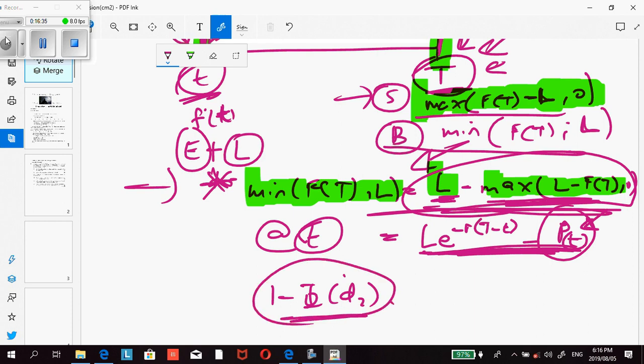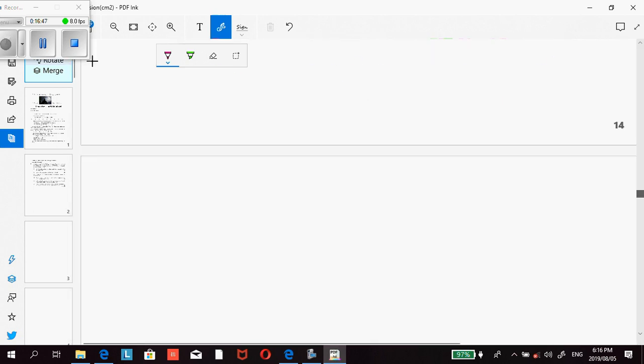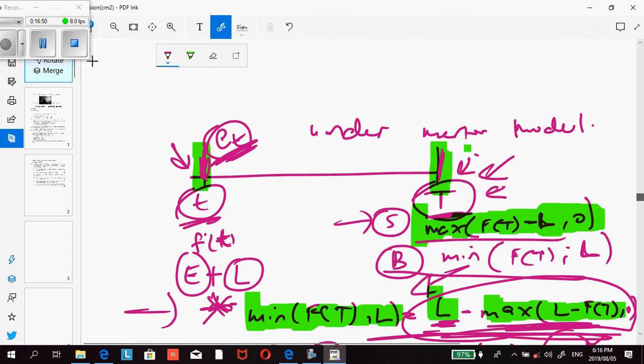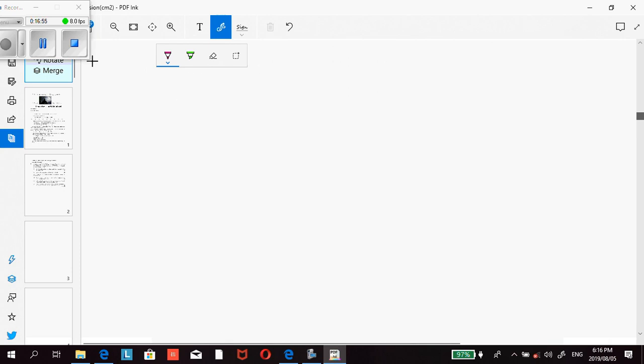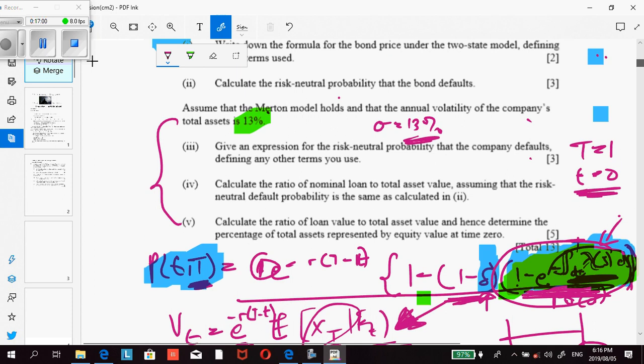So that is quite important going into the exam. You must remember all these kinds of things in order not to encounter problems regarding this section. Now, let's go back to the actual question. This is just an explanation of what you are really required to know. Now, if we go back to the question, the examiners start heating up this question. They say, give an expression for the risk-neutral probability that the company defaults, defining any other terms you use.